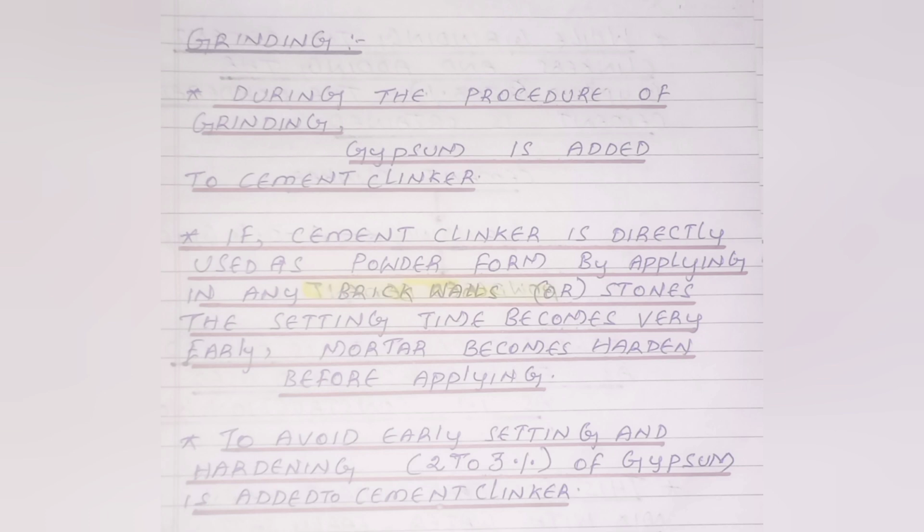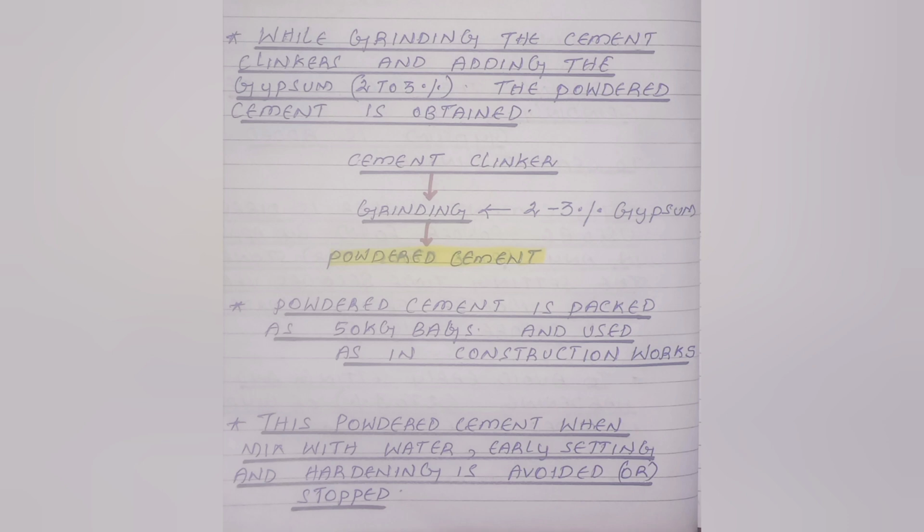Grinding. During the procedure of grinding, gypsum is added to cement clinker. If cement clinker is directly used in powder form on any brick walls or stones, the setting time becomes very early. Mortar becomes hardened before applying. To avoid early setting and hardening, 2 to 3% of gypsum is added to cement clinker. While grinding the cement clinkers and adding the gypsum, powdered cement is obtained.